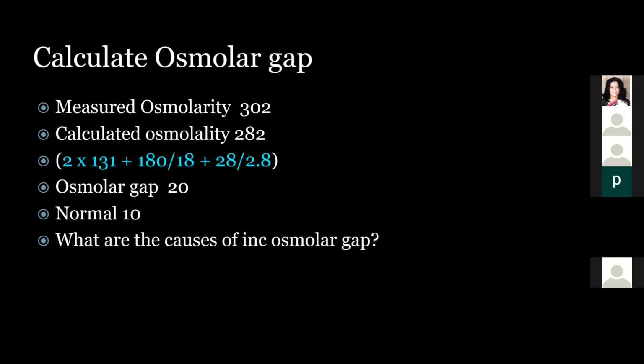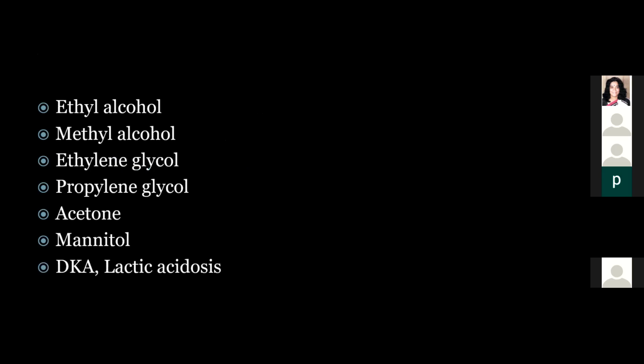So you also need to look at what are the causes of increased osmolar gap. And you might get a number of toxins in that. So these are all your low molecular weight solutes which are not charged, but which accumulate to increase your osmolarity. So ethyl alcohol, methyl alcohol, ethylene glycol, propylene glycol, acetone, mannitol can all give you an osmolar gap. You can also increase osmolar gap with DKA and lactic acidosis, so they are not totally excluded from the picture.